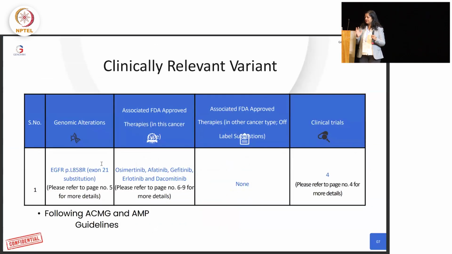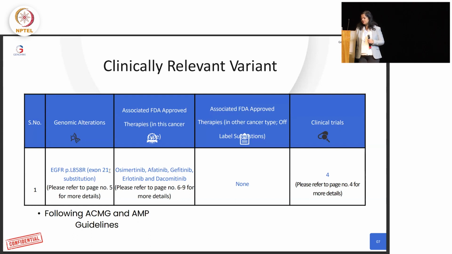These are the different types of information provided in our reports. In the first column, as you see here, what we provide is the actual genomic alteration present in the patient. EGFR is a very well-known actionable marker. It's a gene, and what amino acid changed to what amino acid at what particular position. So L changed to R at position 858. This is the type of accuracy we have to provide in the report.